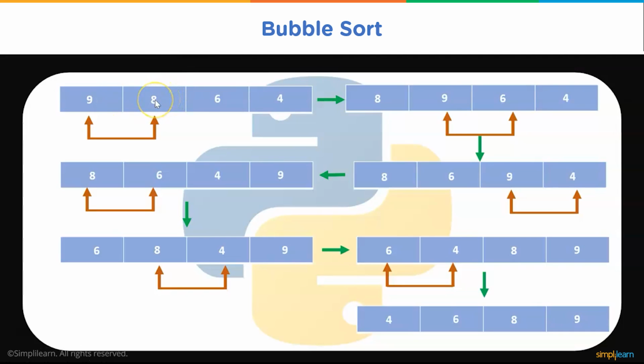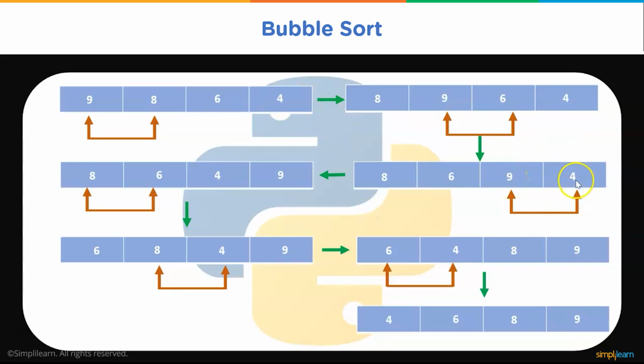Now in this scenario, 8 is smaller than 9, so we will swap it. So 8 and 9 will get swapped and now you have 8964. Now again 9 will be compared with its adjacent 6, and 6 is smaller than 9, so it will be swapped. Coming down, 9 is now compared with 4, 4 is smaller than 9, so it will be swapped.